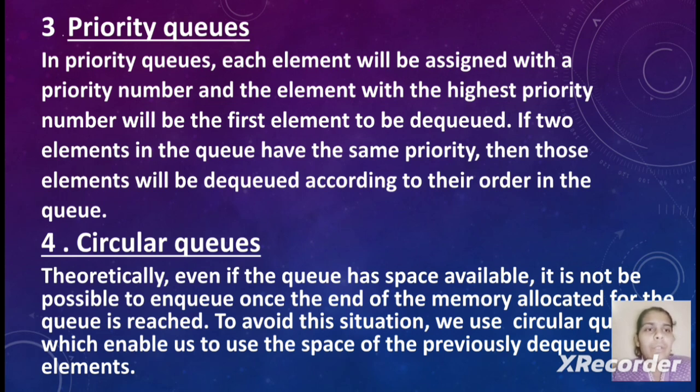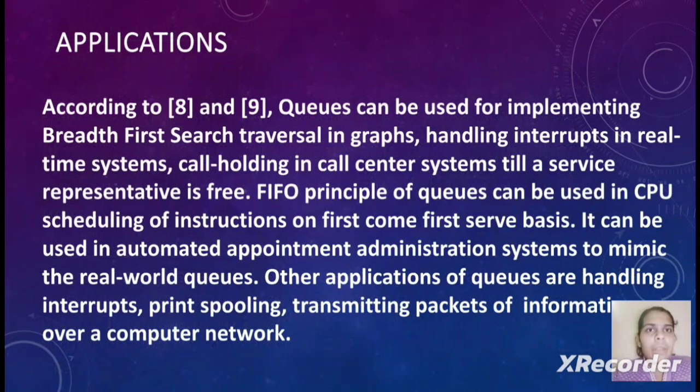Theoretically, even if the queue has space available, it is not possible to enqueue once the end of the memory allocated for the queue is reached. To avoid this situation, we use circular queues, which enable us to use the space of the previously dequeued elements.